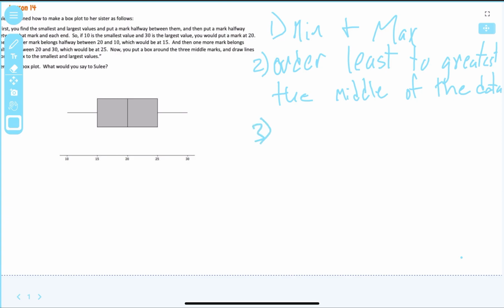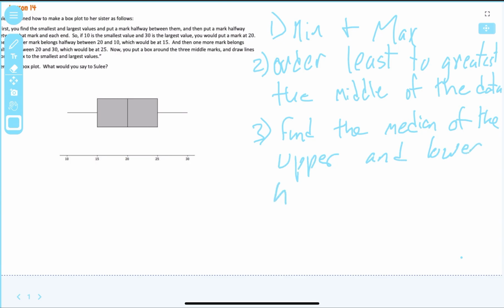Then we would have to do what? Find the median of the upper and lower half. Right? We've split it in two now with our median. We got an upper half and a lower half. Now we got to find the median of the lower half and a median of the upper half.